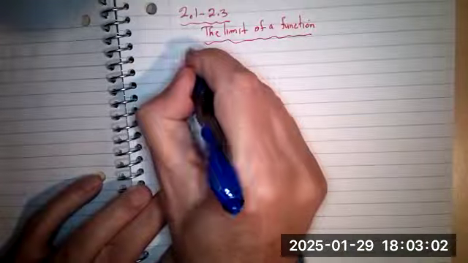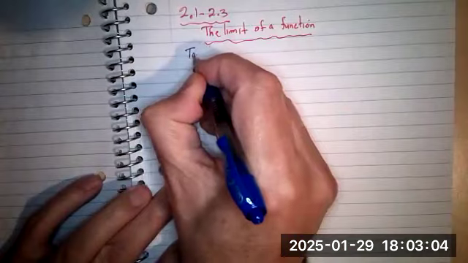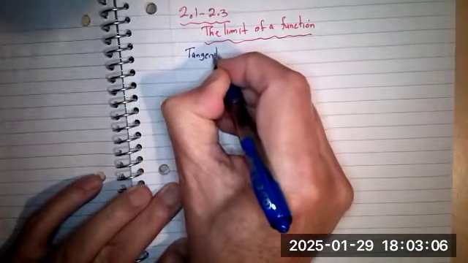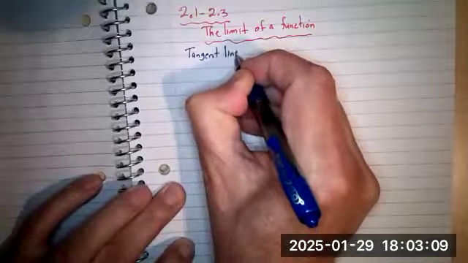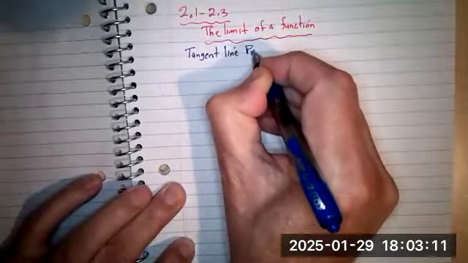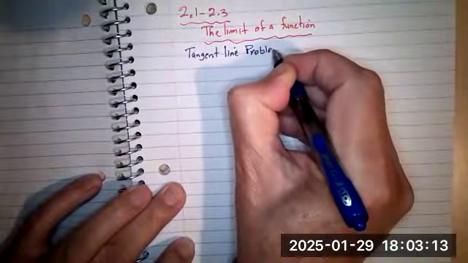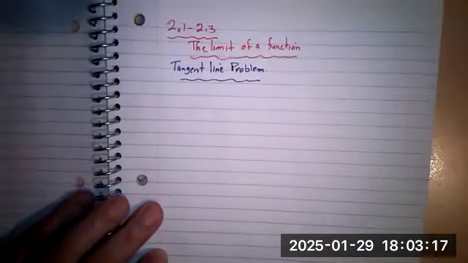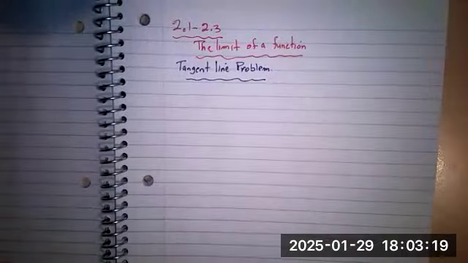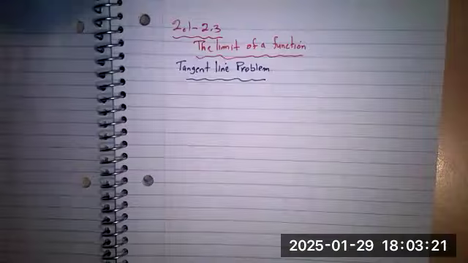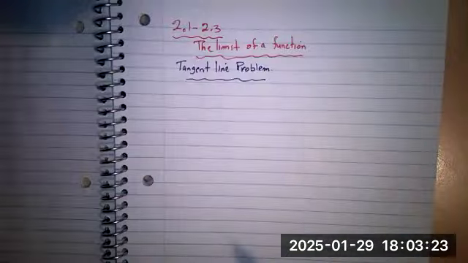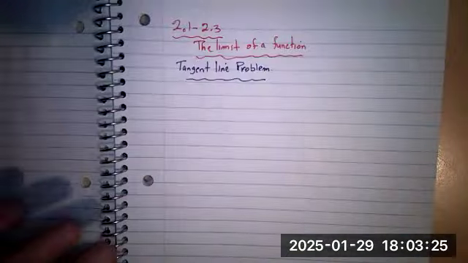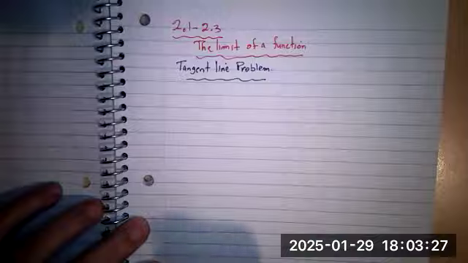So what is the tangent line problem? This is just a preview first. The tangent line problem would be simply that you are given a curve and you want to find the equation of a tangent line to that curve. So that's the original problem.